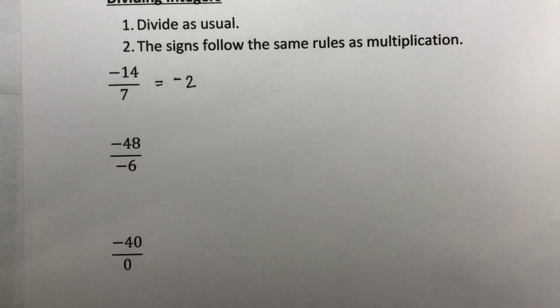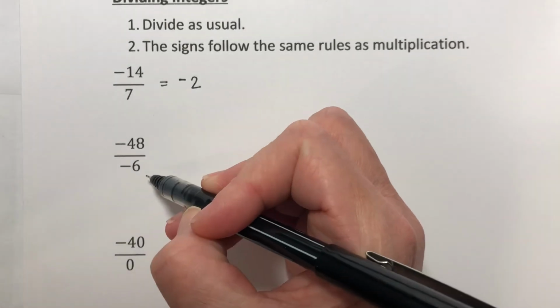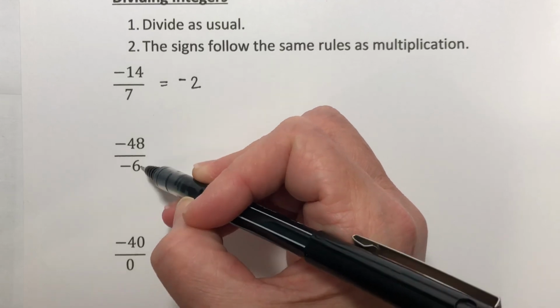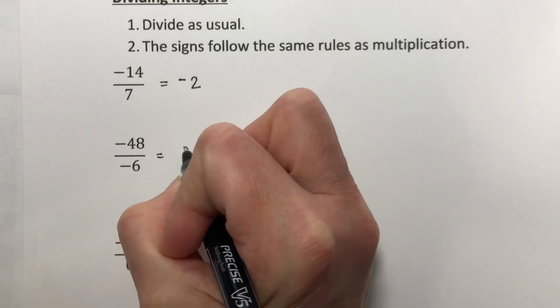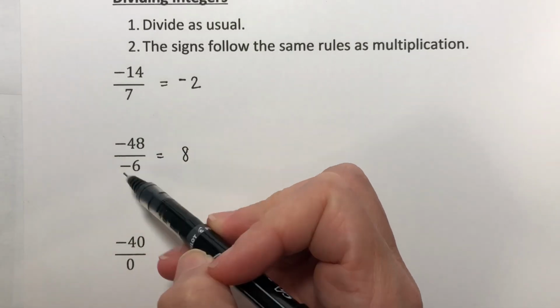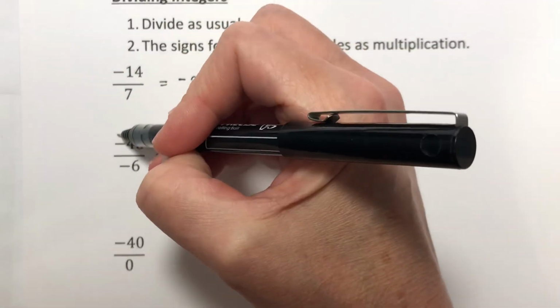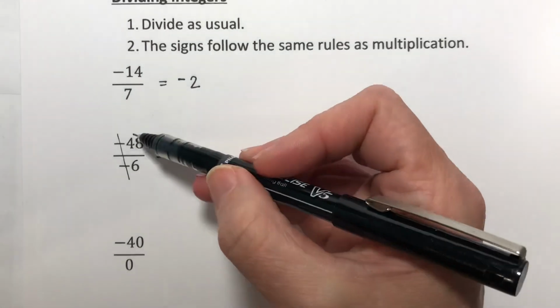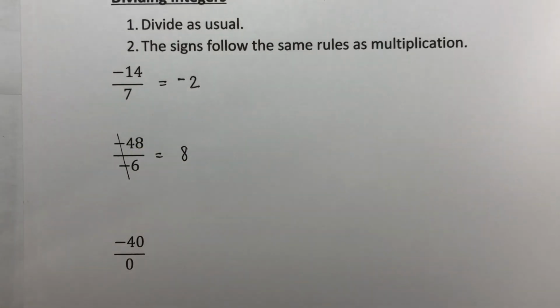Okay, -48 divided by a -6. 48 divided by 6 is 8. Here I have two negatives, so they have the same sign. Sometimes we just mark those out like they just cancel out and they become positive numbers. But dividing two negatives gives you a positive, so your answer is positive 8.